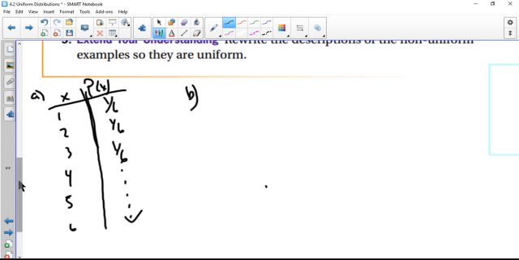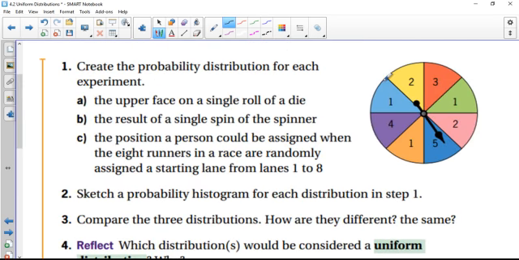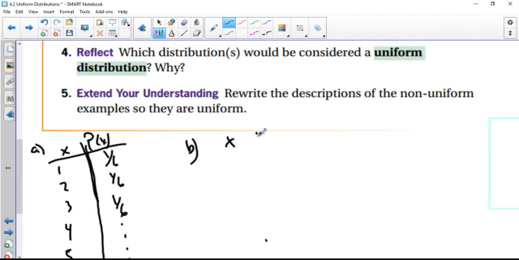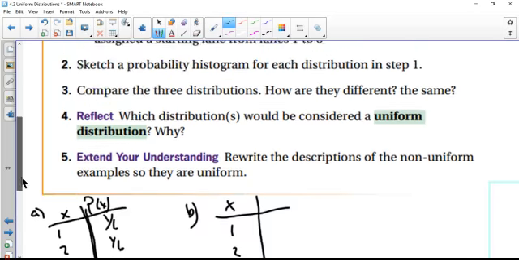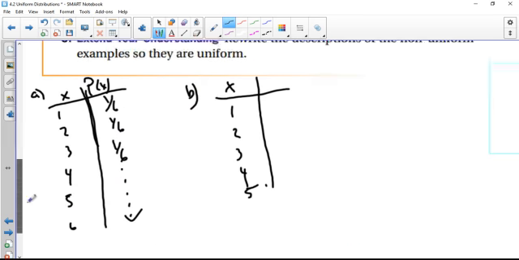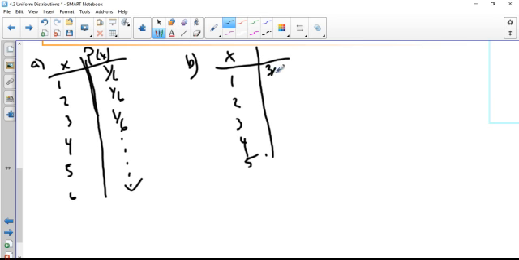B, I had to deal with this spinner. So looking at this spinner over here, it has 8 pieces total, but what are the values that you could potentially get? So you've got a 1, 2, 3, 4, and 5. So what's the probability of getting a 1? Well, let's look. 1 appears 3 times. So it has a probability of 3/8.